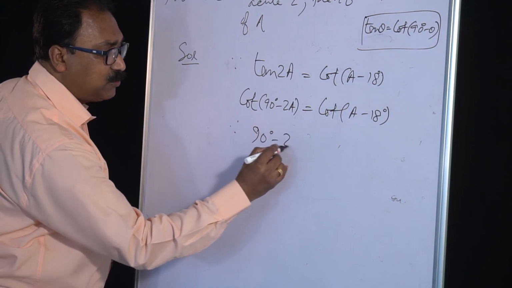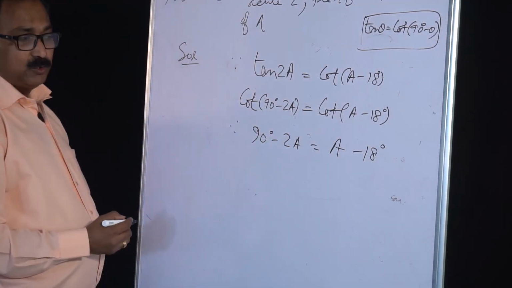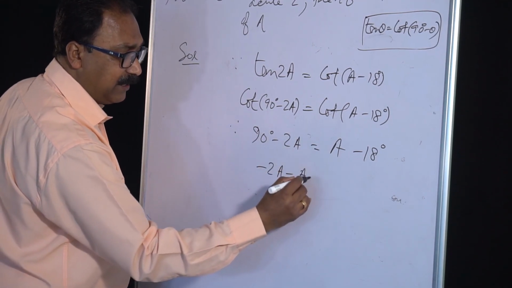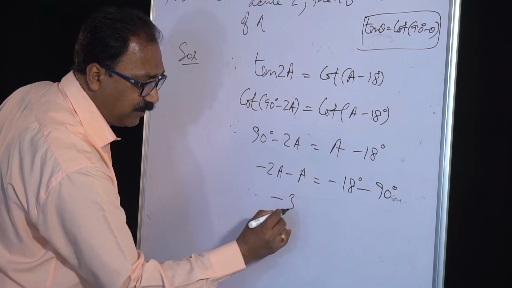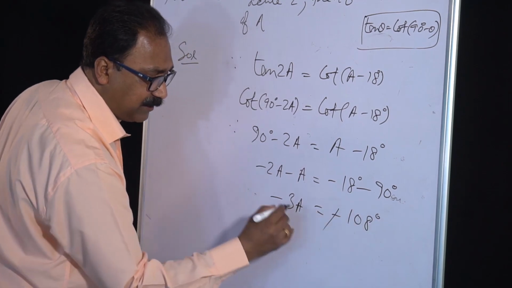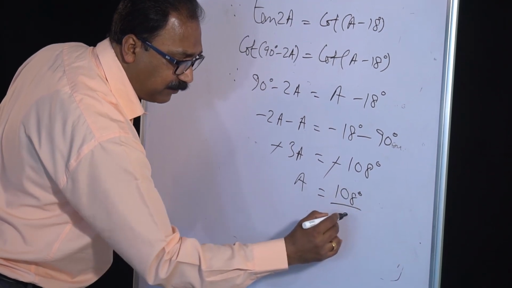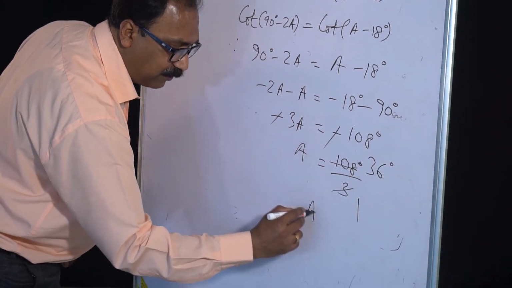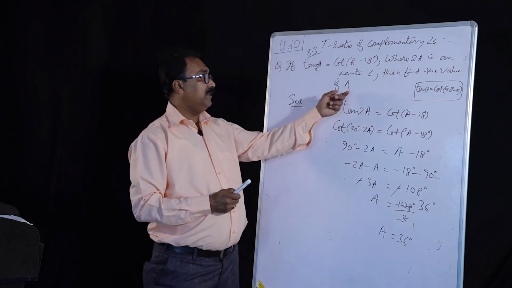So therefore, we can write 90 degrees minus 2A is equal to A minus 18 degrees. So what will we do? We have to find the value of A, so bringing terms to this side: minus 2A minus A is equal to minus 18 minus 90. So it is minus 3A is equal to minus how much? 108 degrees. So minus minus cancel. So A is equal to 108 degrees by 3. You can cancel: 3 threes are 9, 1 eight, 3 sixes are 18. So we get the value of A as 36 degrees. So this is the way you can find the angle A.